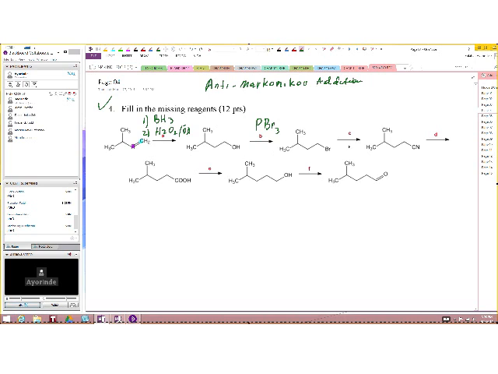Now the next one, we want to go from this alkyl bromide and replace the bromine with a cyanide right here. So what reagent do we need to do that? Sodium cyanide, excellent. You could also use potassium cyanide. And this is an SN2 reaction.